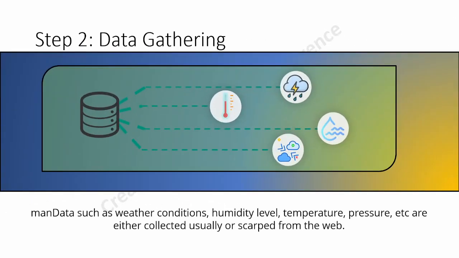Step number two is data gathering. So we gather all the necessary data that we think are instrumental in defining the temperature for a given day. We gather that data and go through the process of understanding and elaboration.